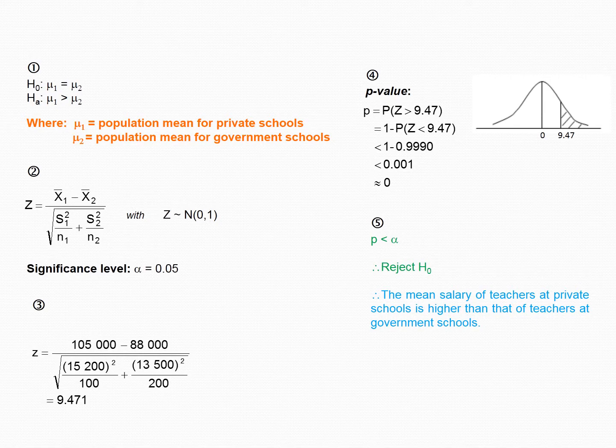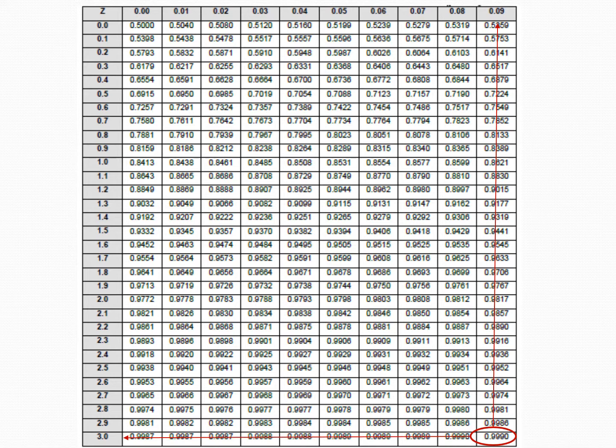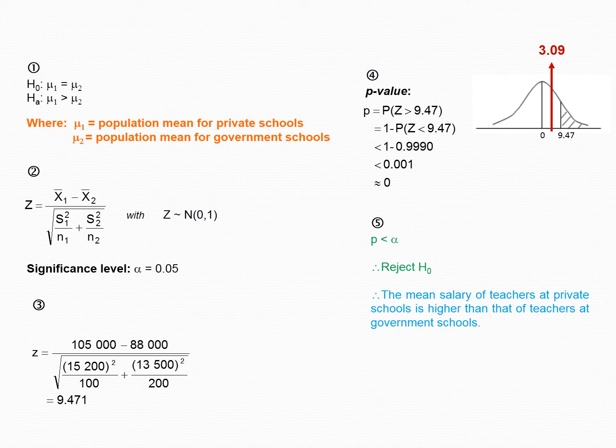However, if you look in your Z table, you will see that the largest value in your Z table is 3.09, and the probability to the left hand side of that is 0.9990, and that will make the probability to the right hand side of 3.09 0.001. But since I don't have that value in the table, I can just use the largest one in the table then.